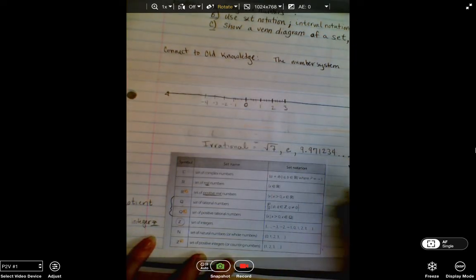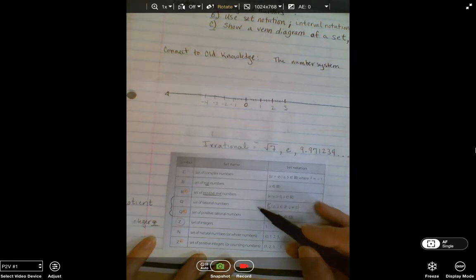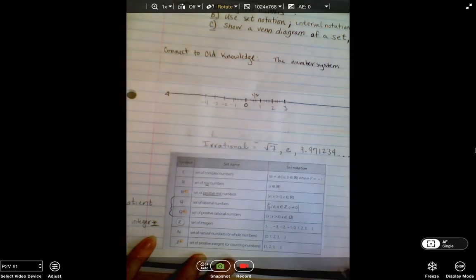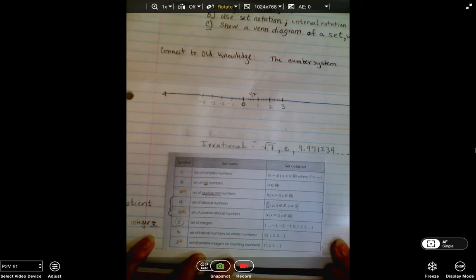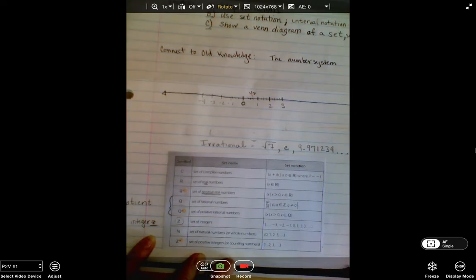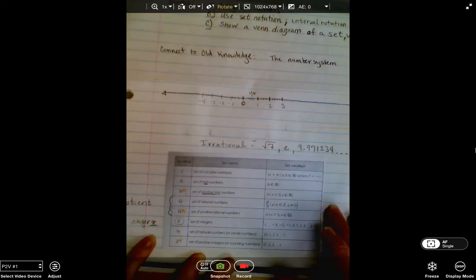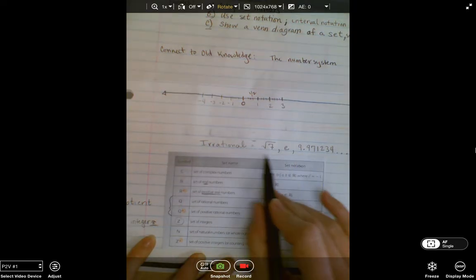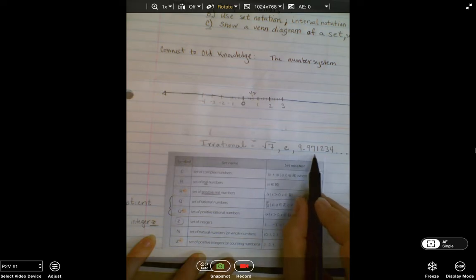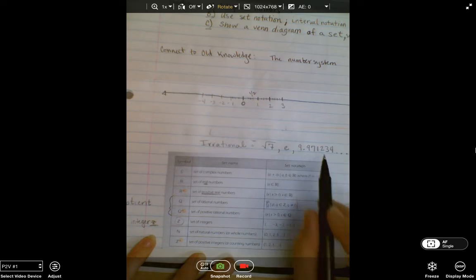Then we have rational numbers, which are anything that can be written as a fraction. You should already know that, but again, just a weird symbol associated with that. I'll zoom in and you can take a picture of it. And then we have irrational numbers, generally with a symbol associated with it, or those non-terminating, non-repeating decimals.